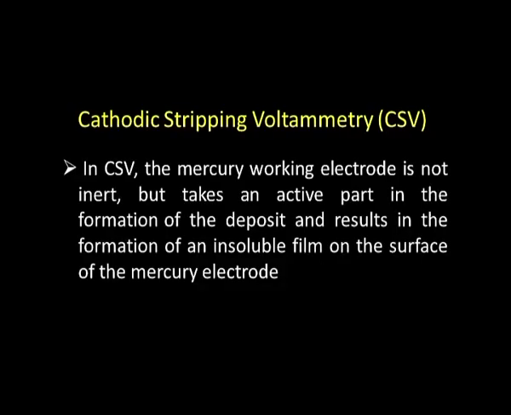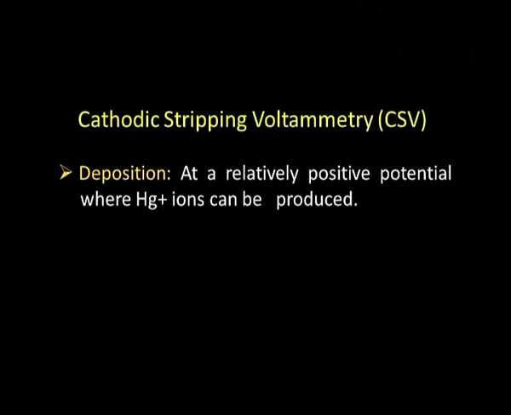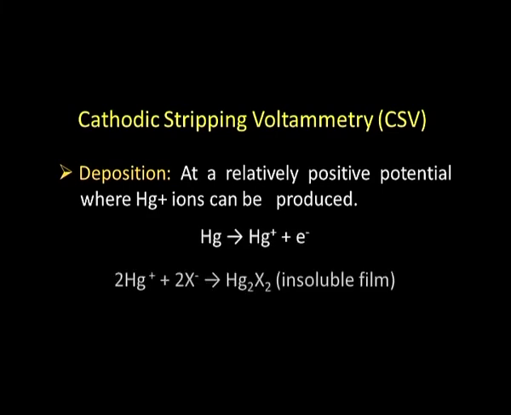In cathodic stripping voltammetry, the mercury working electrode is not inert, but takes an active part in the formation of the deposit and results in the formation of an insoluble film on the surface of the mercury electrode. Deposition at a relatively positive potential where Hg+ ions can be produced. Hg is giving Hg+ plus electron. 2Hg+ reacts with 2X- to give Hg2X2. An insoluble film is formed.